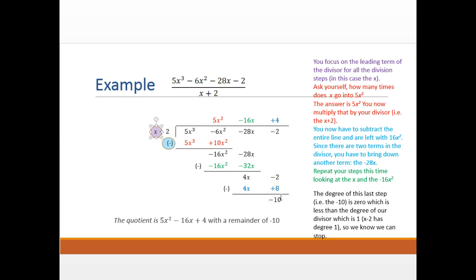The question is, how do we really know when we're done? Well, we look at the x plus 2. X plus 2 is a binomial of degree 1 because the x has an exponent of 1. Whenever this thing down here gets less than that degree, we stop. Negative 10 is a constant term, which means it's degree 0, so we are now done. We don't have to divide anymore. That means the quotient is this up here, the 5x squared minus 16x plus 4, and the remainder is negative 10.